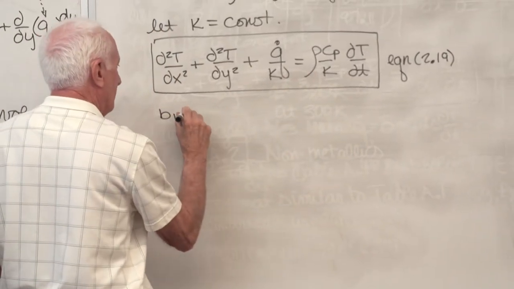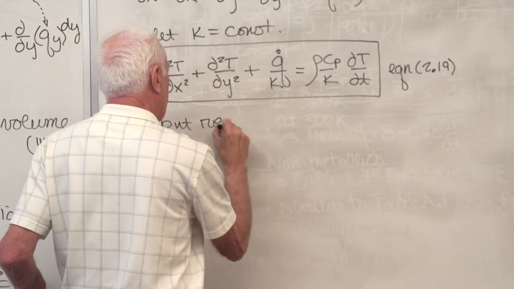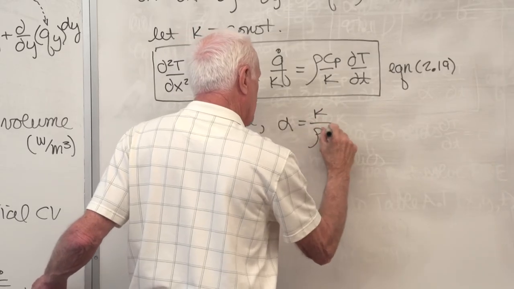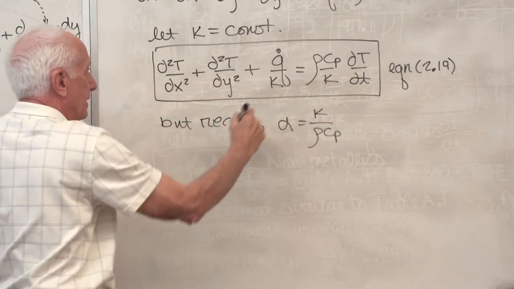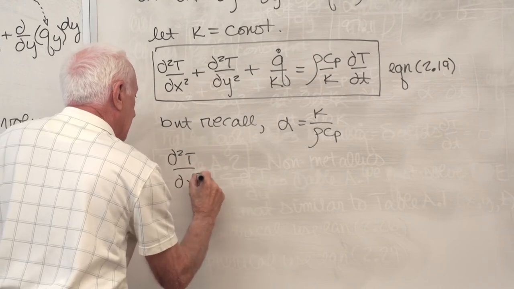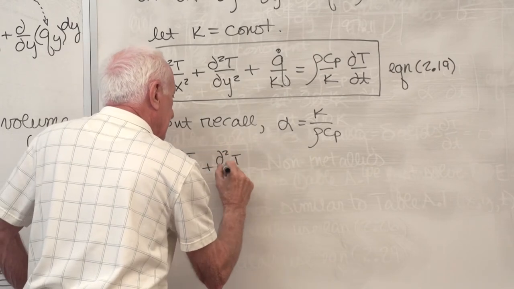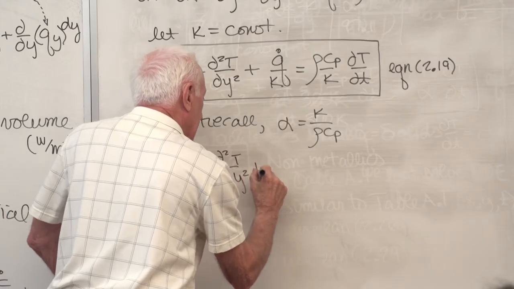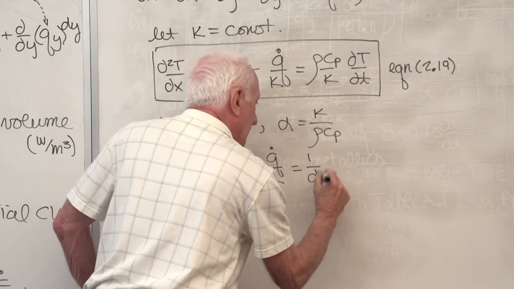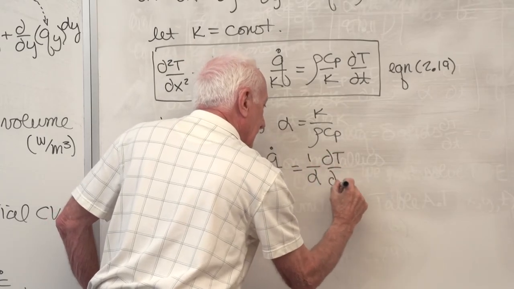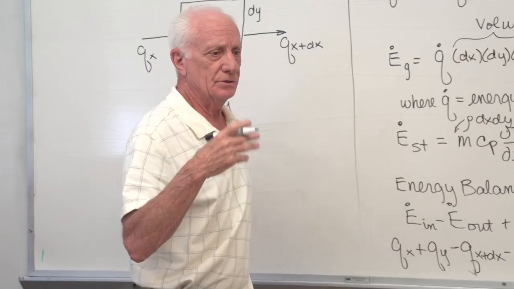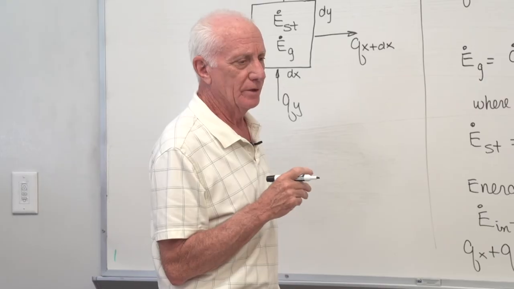But recall, last time we met, alpha was defined as k over rho Cp. Okay, there it is right there. So that gives d squared T dx squared plus d squared T dy squared, plus q dot over k equals 1 over alpha dT d time. That makes it a little cleaner, neater looking, and we replace k over rho Cp by one constant called alpha, the thermal diffusivity.